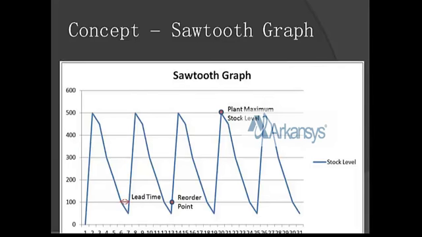Let me show you the sawtooth graph. Here in the x-axis we have the time. So let's just say this is a month, from the first day until the end of the month. And in this axis you have the stock level. In other words, the quantity of the material that you have in your stock.